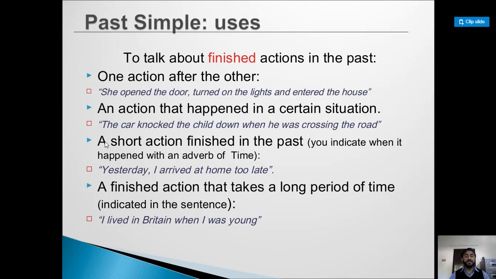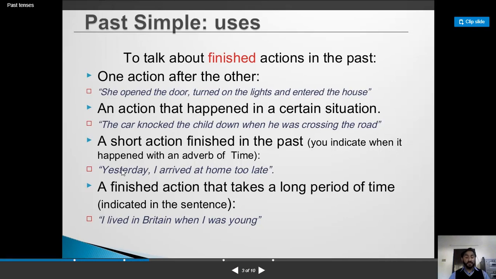Yesterday I arrived at home too late. Yesterday, you can see yesterday. Time is mentioned here, so you must use the past simple tense. Yesterday is the time indicator for the past simple. So yesterday is an adverb of time.